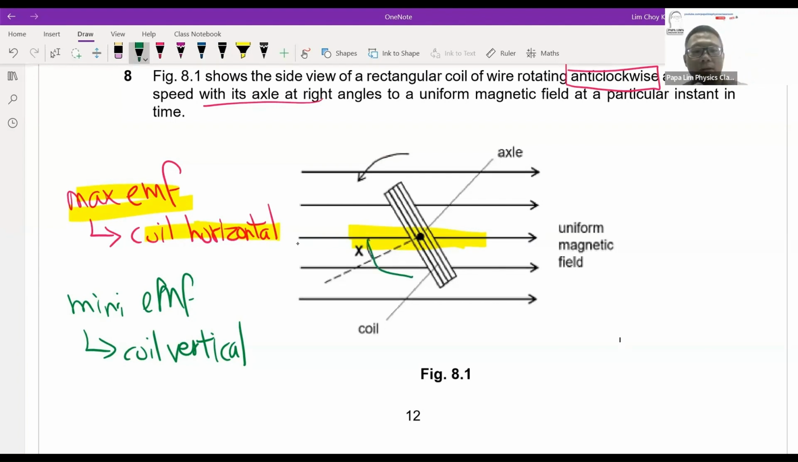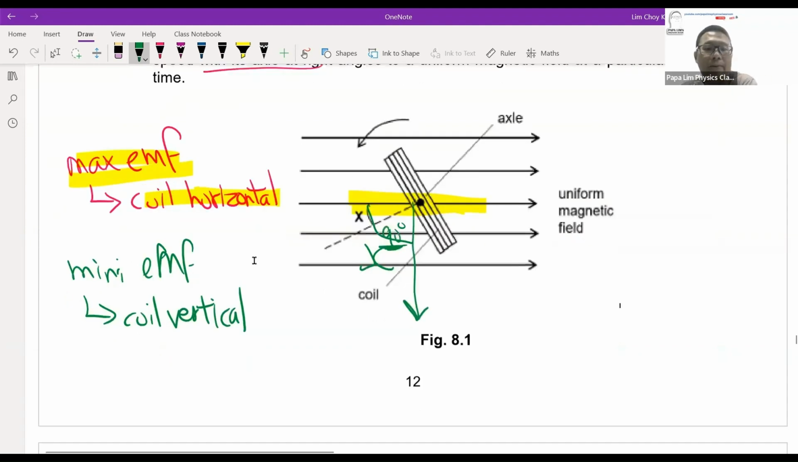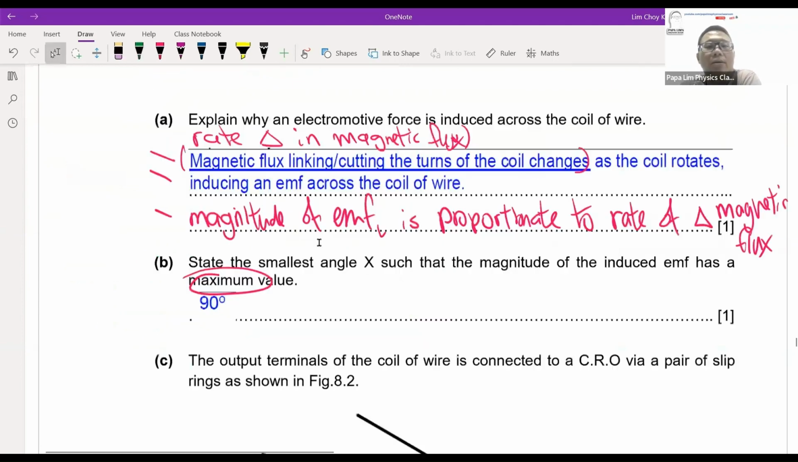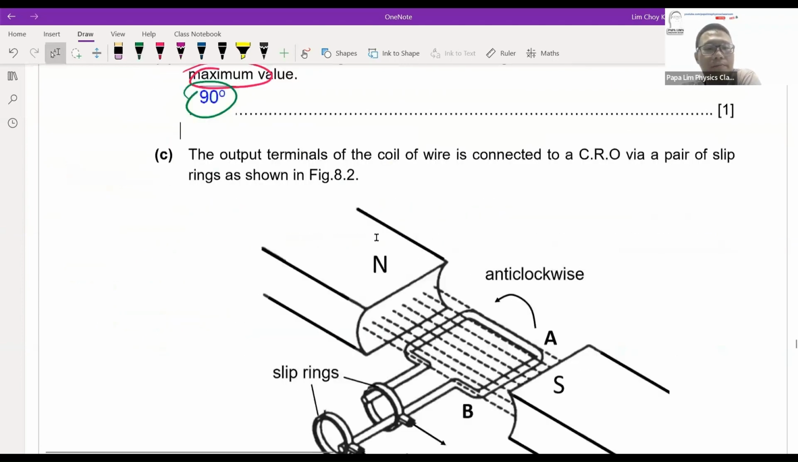So my X has to be what we call 90 degrees. Okay, so the answer here will be 90 degrees, whereby I have a maximum EMF. Now we look at the coil connected to the CRO.